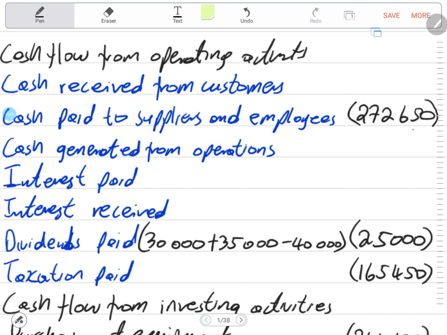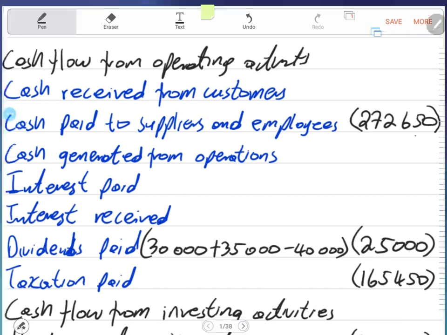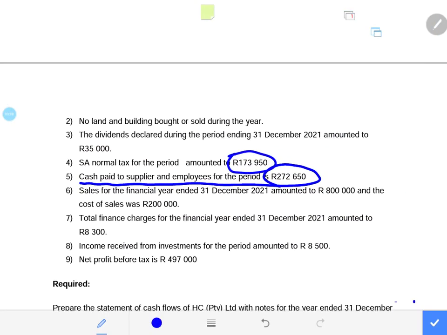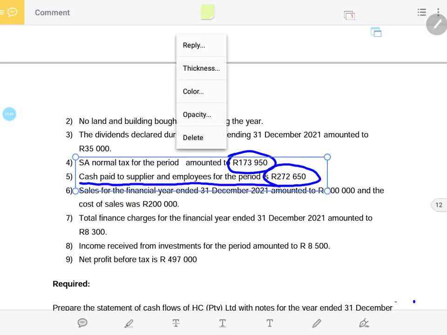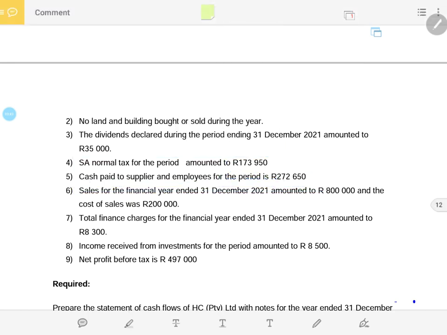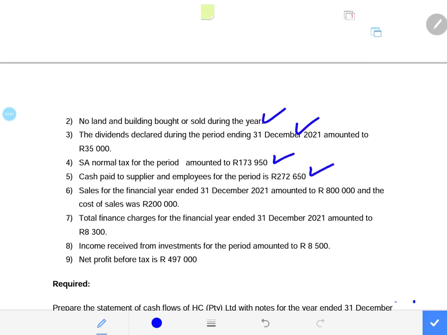So I explained that from a ledger account point of view, but in this case, they gave us already the cash paid to suppliers and employees. So now what do we need? We need cash received from customers. We first need to check how much is our sales. This one is done. We're done with all others on top.